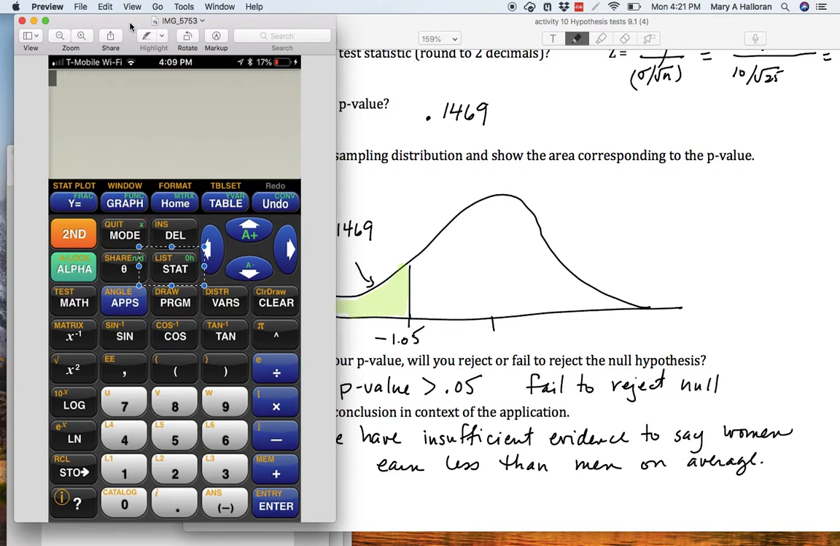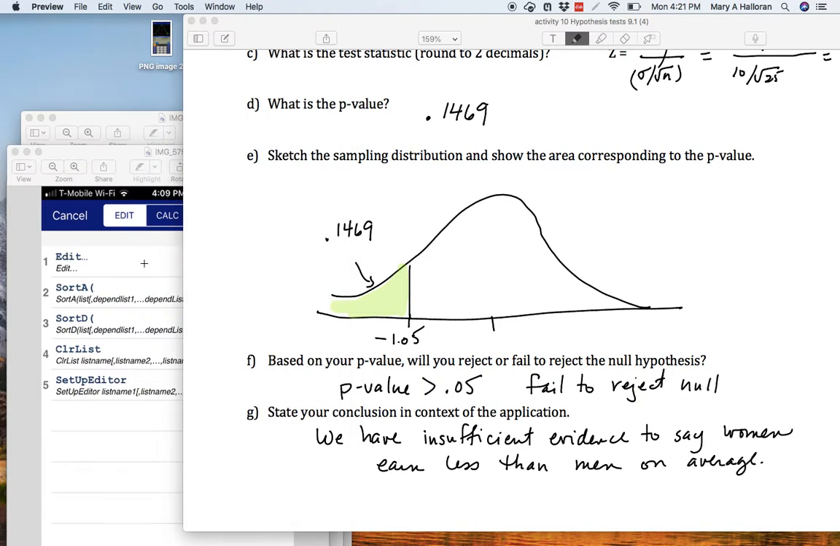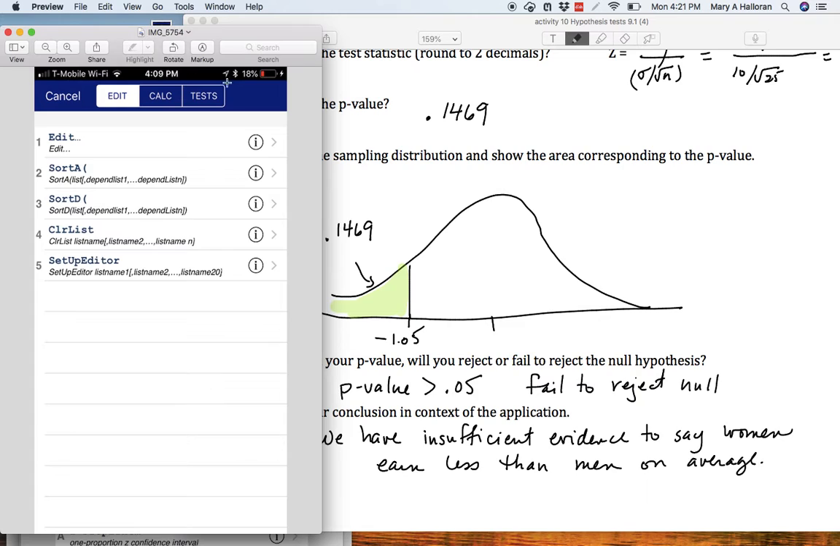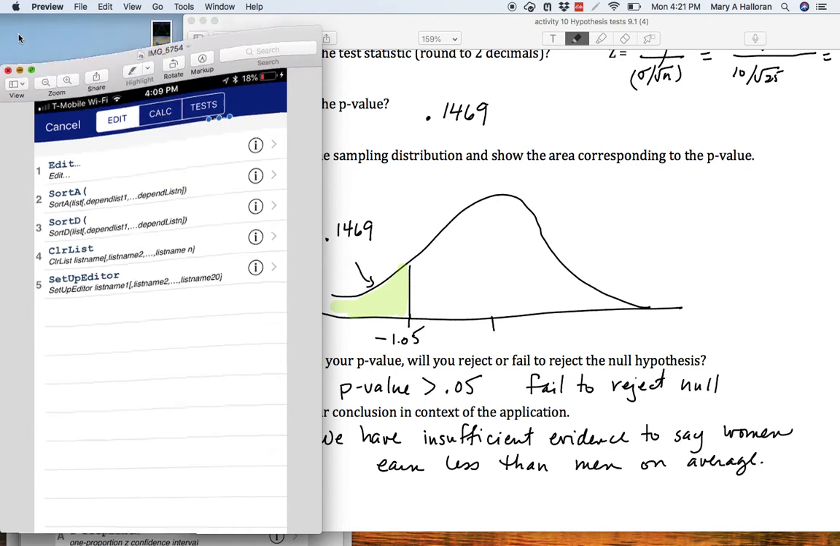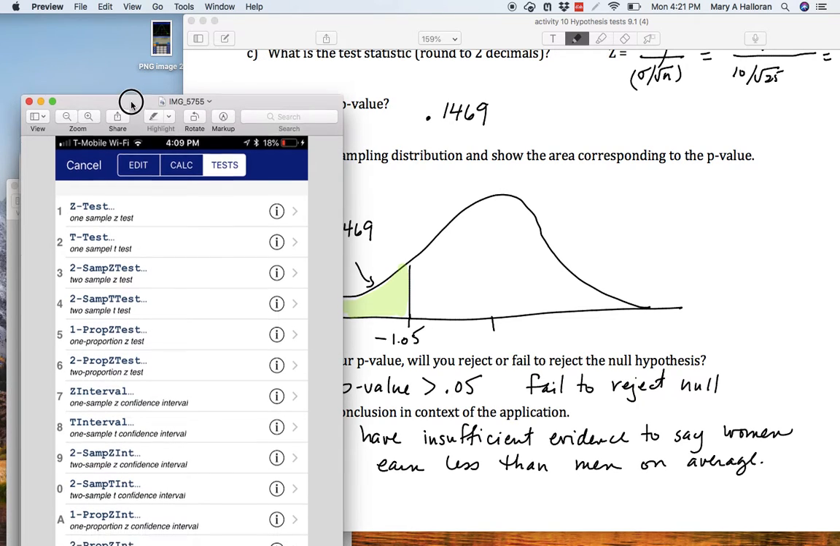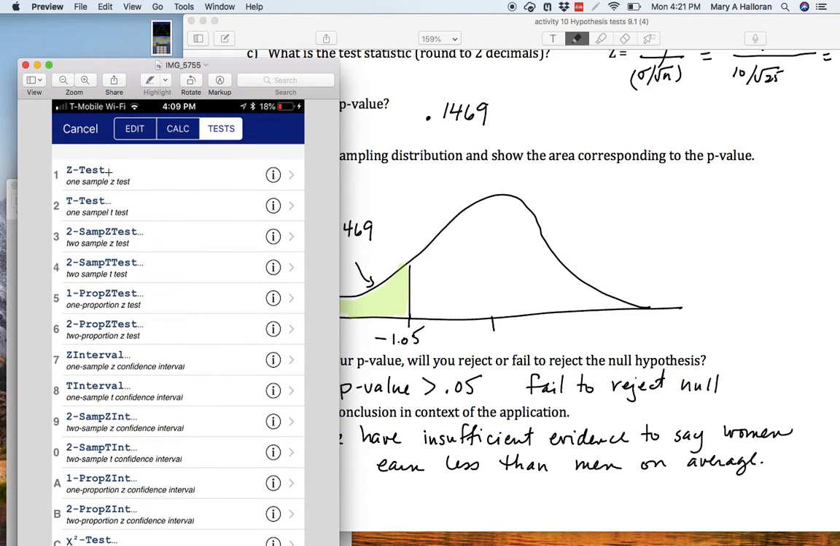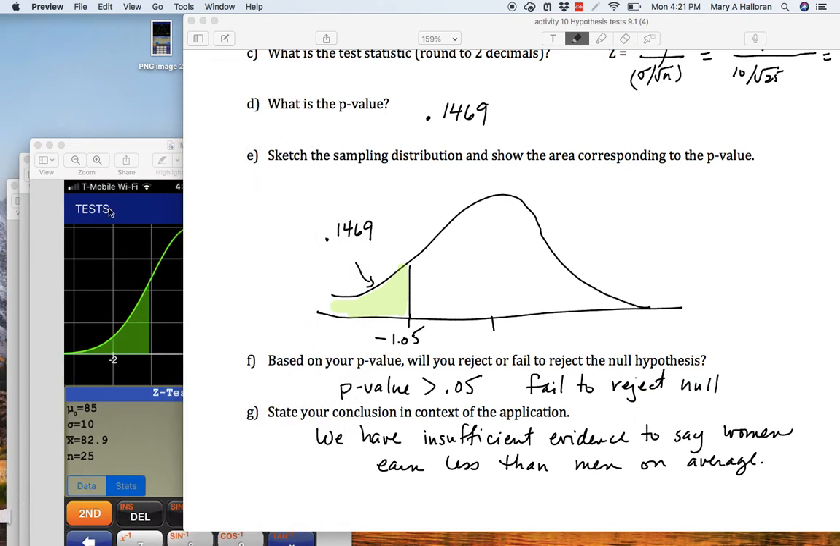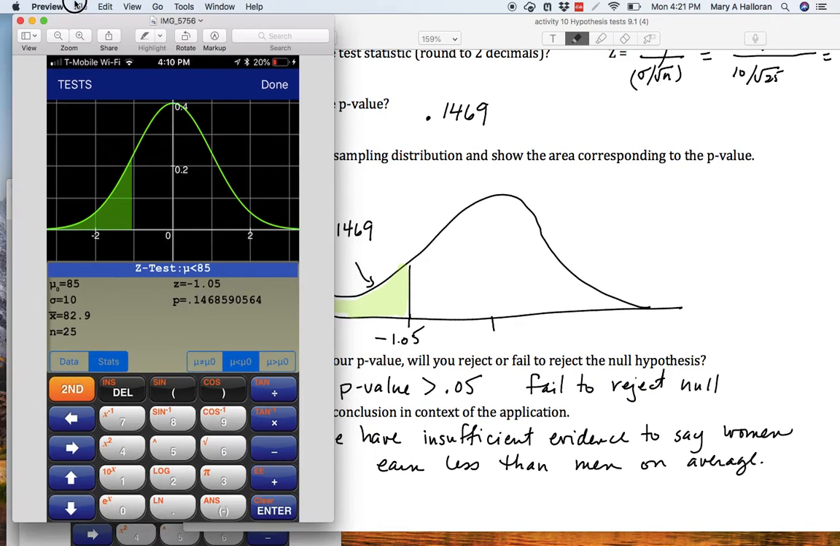And when you hit that, you end up seeing this, and then you want the tests. You want to click tests. And when you click the tests, you see this screen. And you want to hit the z-test. So when you click on the z-test, you're going to see this one. And this is where you're going to enter all your information.